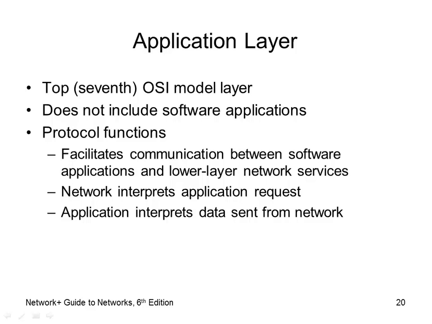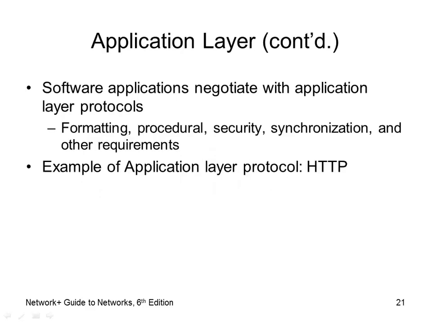For example, if I'm talking about web traffic, I don't care at the application layer if it's Chrome or Firefox or IE, but I do care that it's HTTP traffic, because HTTP is an application layer protocol for transmitting web traffic. So software applications negotiate with application protocols. And here they give the example I just talked about, HTTP.